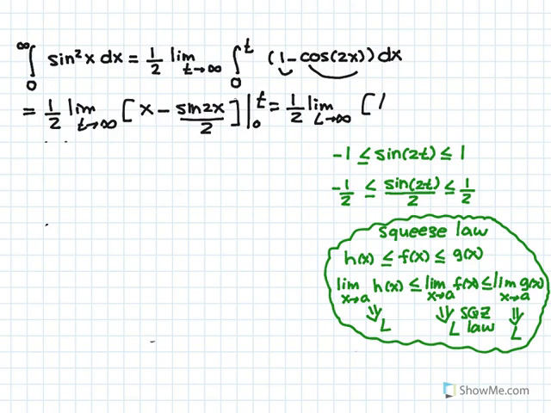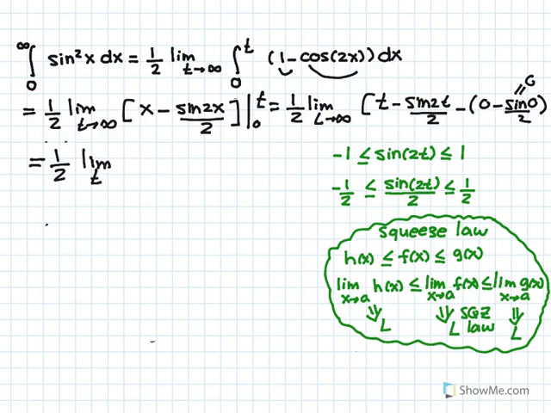And put the upper limit in, we get t minus sine 2t divided by 2, minus, put 0 in, we get 0 minus sine 0 divided by 2. Sine of 0 is just 0. So now what do we get? We get 1 half, limit as t goes to infinity, of t minus sine 2t divided by 2.